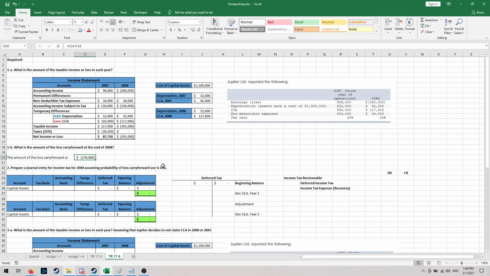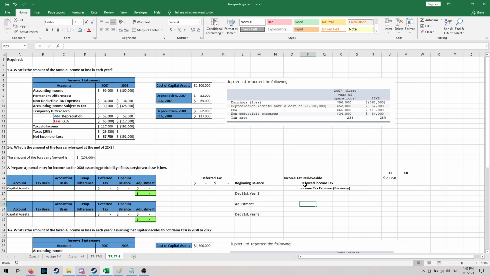And to do that, you can kind of cheat because I have filled parts of it out here. The first part of our journal entry is income tax receivable. We easily have a sufficient loss to cover our entire gain in 2007, which means we can recover the entirety of the taxes we paid, the full $29,250. So we can just link those cells together right now, and we can be one third done our journal entry.